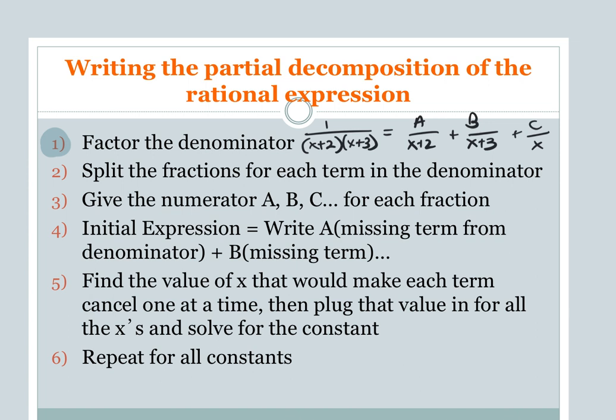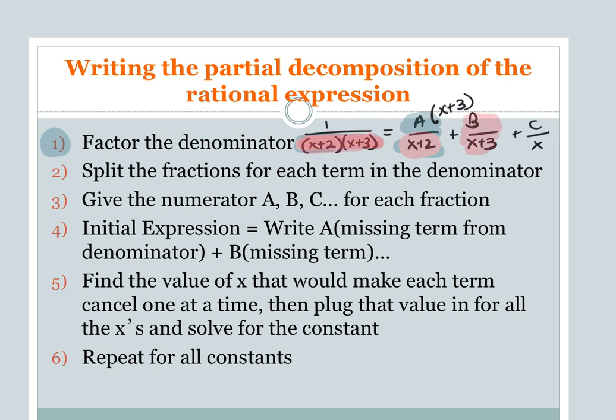You are going to compare the individual fraction with the original. And you're going to say, what am I missing from this fraction's denominator to the original? So if I look under A, what term is missing from that fraction and from the original fraction? X plus 3. And so I'm going to multiply that numerator by the one that's missing. Then I'm going to repeat that again for B.